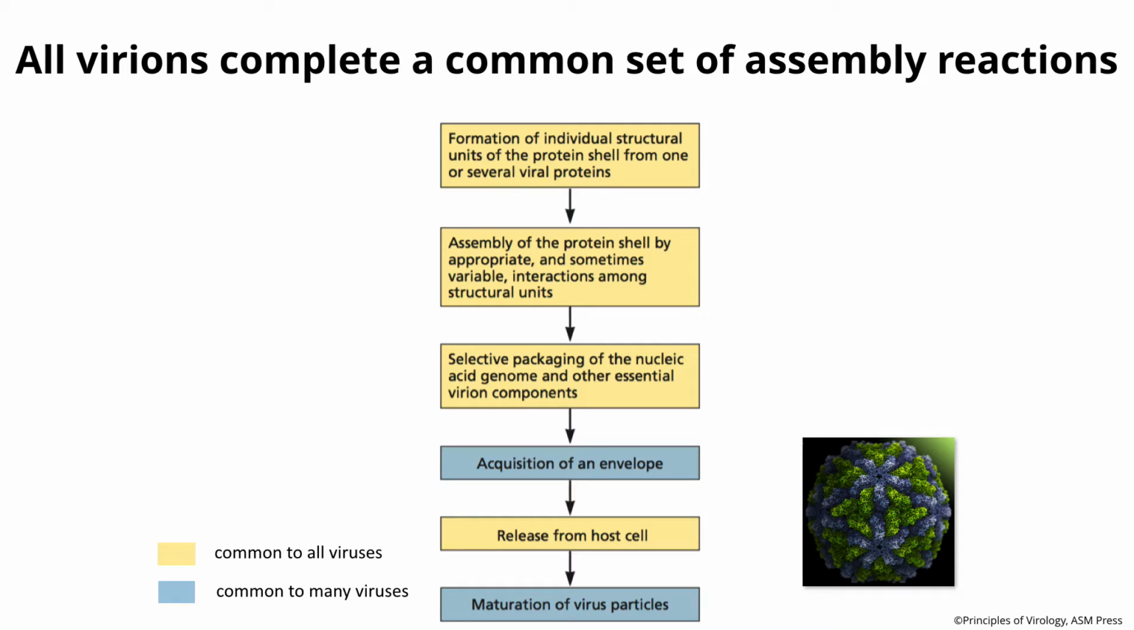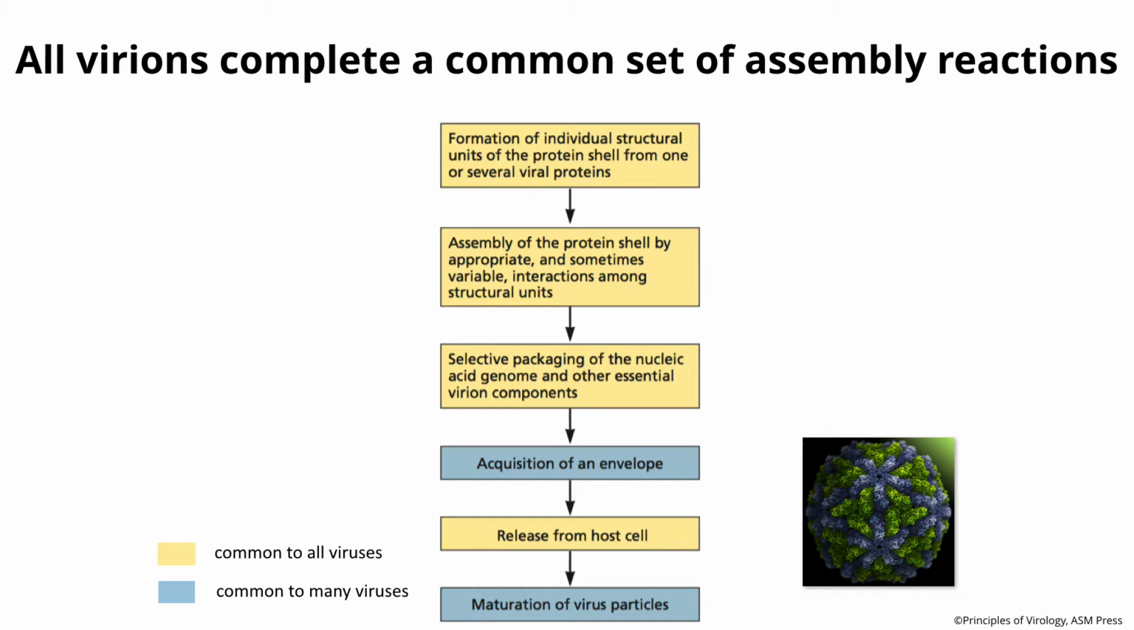So we start out by formation of structural units of the protein shell, and then we assemble the shell by interactions among structural units. And we go back to our lecture on structure to understand the principles by which protein subunits come together and make either helical or icosahedral structures.